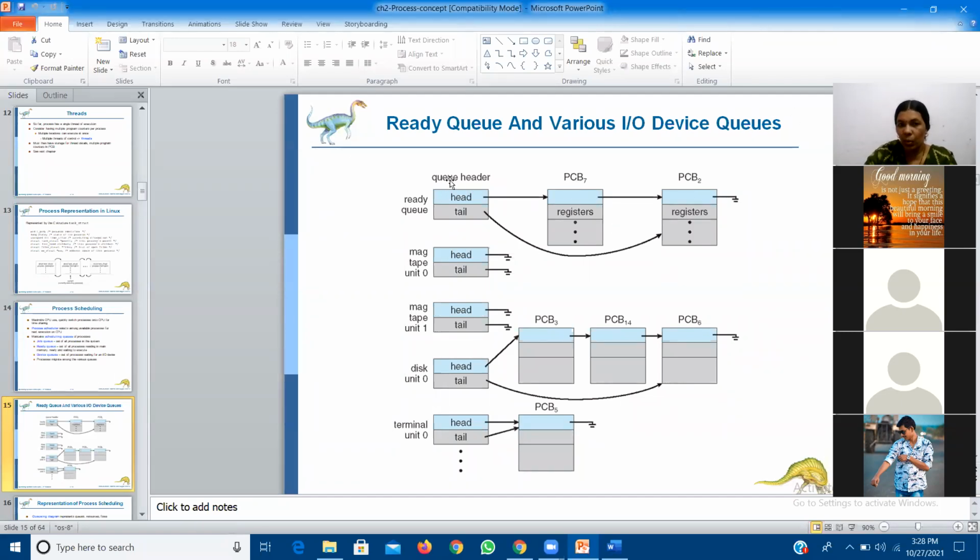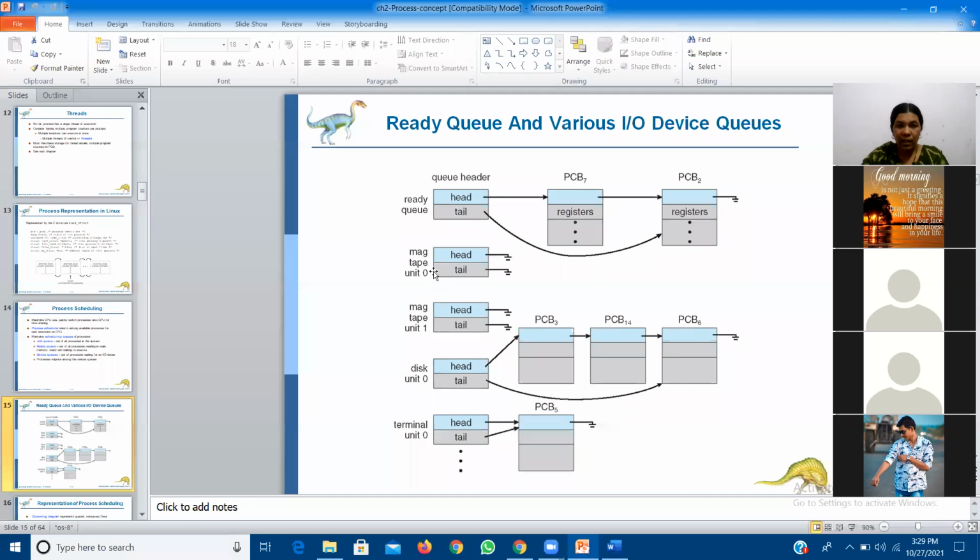So as this is a queue, you are well familiar with the data structure queue. So a queue has its head and tail. So it's the ready queue. So in the ready queue, there may be more than one process, because there may be more than one process who are ready, who are in the ready state.